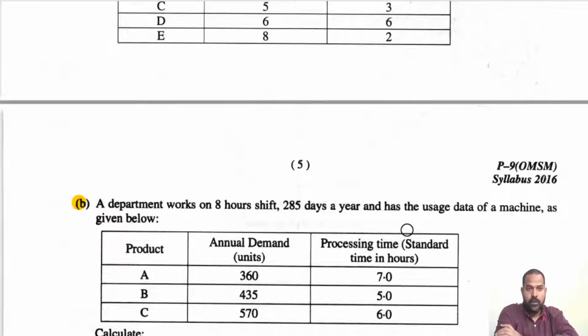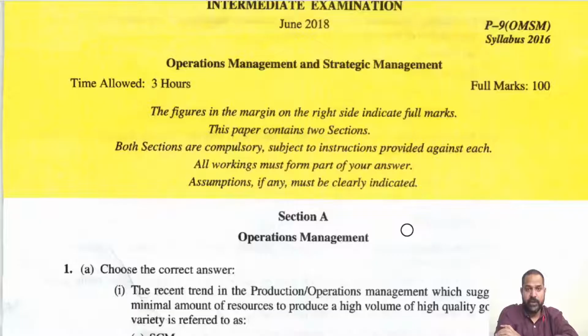Four A is done, 4B is done, 5A no, 5B no. Let's go to the next question paper, which is the June 18 question paper. Yes, so 2A no, 2B no, 3A no, 3B no, 4A no, 4B yes.